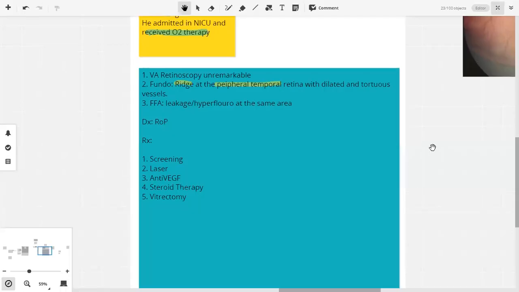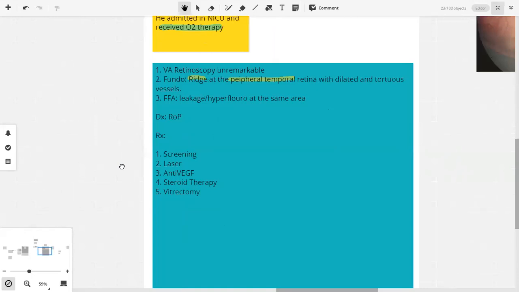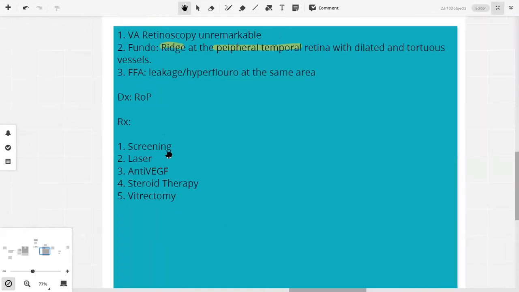ठीक है, so we were discussing the modalities of treatment. These are the different modalities that we will use when we are treating a patient with retinopathy of prematurity, right? Now, any child who is born preterm and has received supplemental oxygen, he must undergo screening. Screening लाजमी है in patients में.